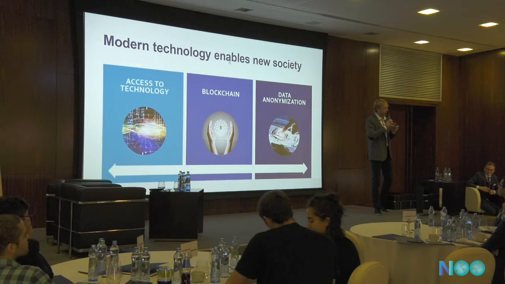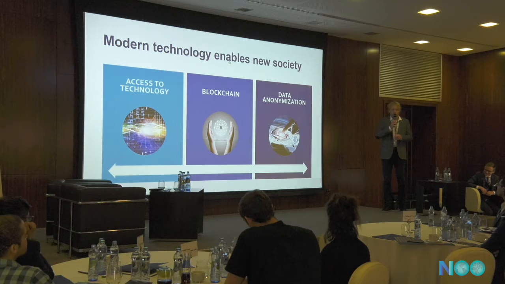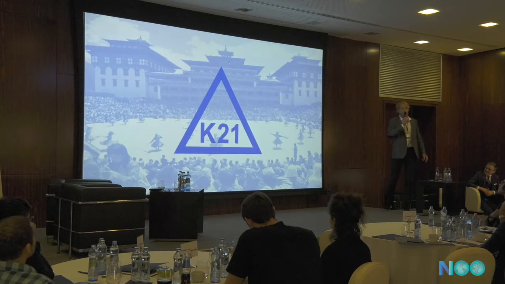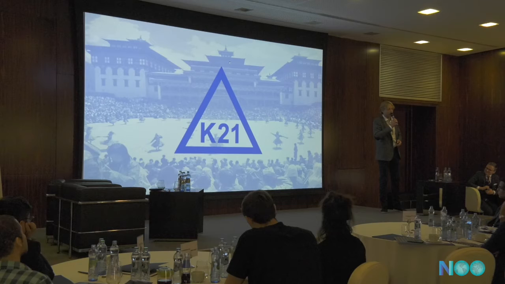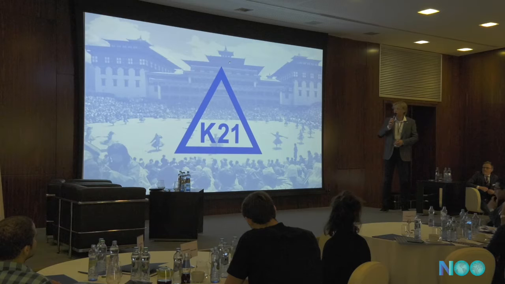And I need to finish, I don't have time, so 2 minutes if I may. So let me give just one more idea, because you are very advanced people here. The new technologies enable a new society, and let me tell you just how. K21. You can see there's Bhutan in the background, it's a kingdom. Kingdom 21. Well, we can have a system where the king is ruling, which is in some sense democratic. How? Because people can play the social game, but decentralized.